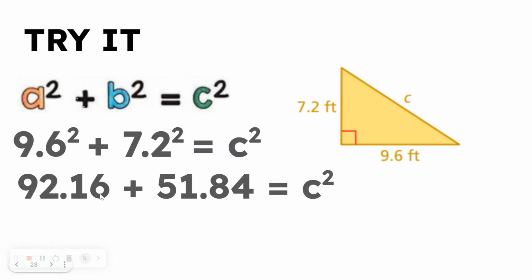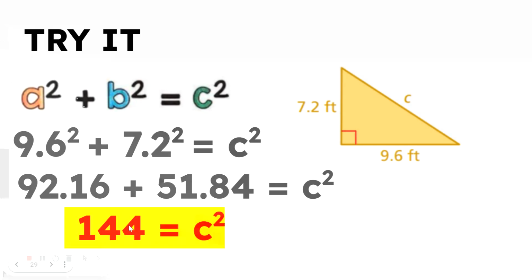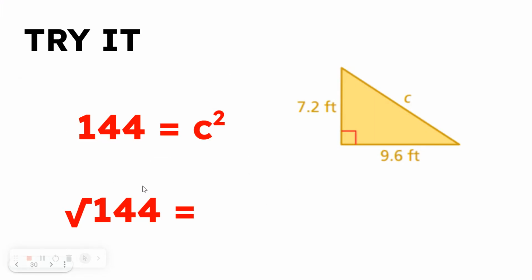I get 92.16 and 51.84. I need to get this sum, so I'm going to add these two together, and we get 144. That worked out nice and clean. So 144 is equal to c squared. We have one last step. I need to undo this squared, so I need to get the square root. The square root of 144 tells us that c is equal to 12. So the length of our hypotenuse is 12 feet.